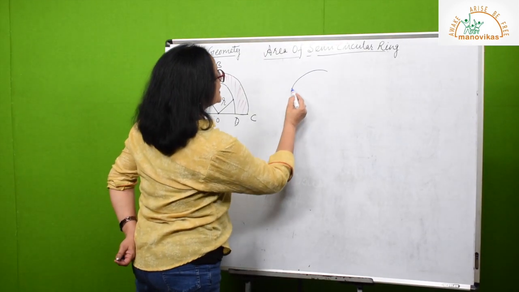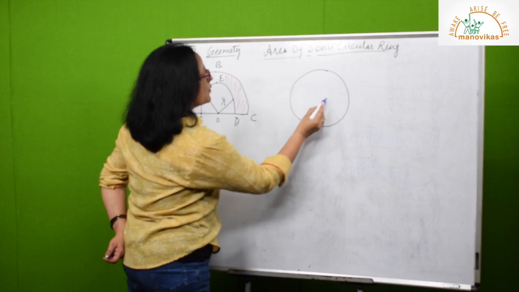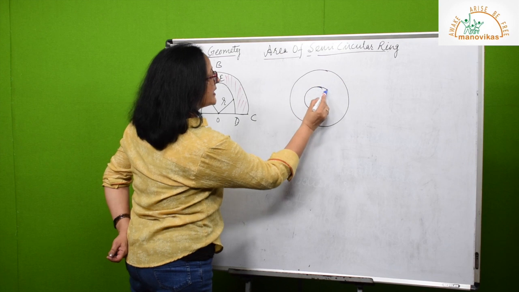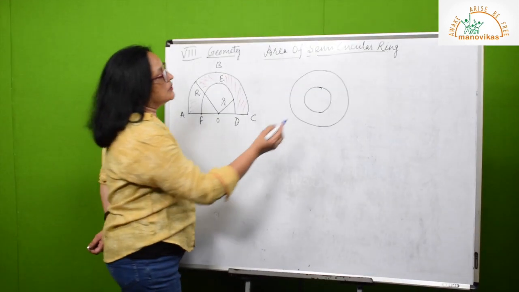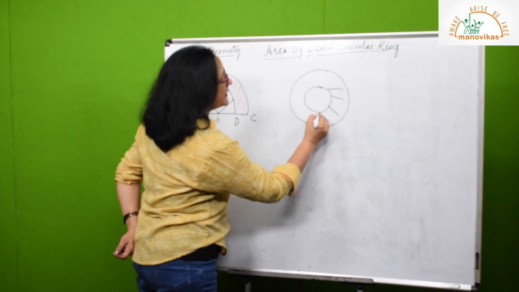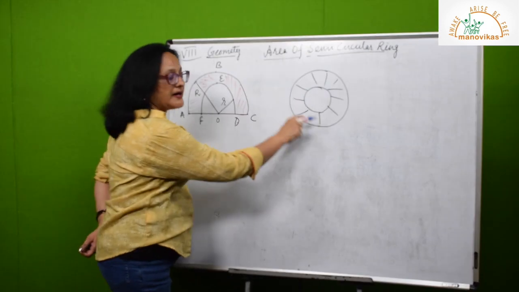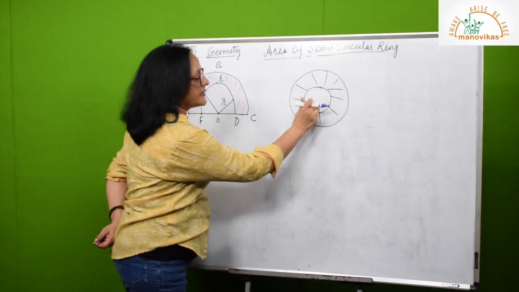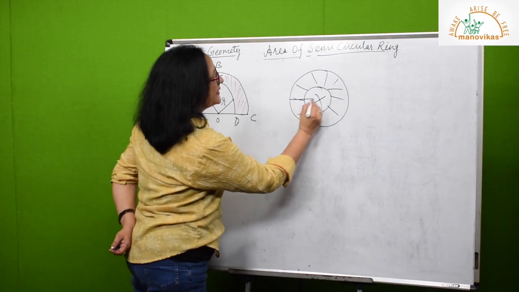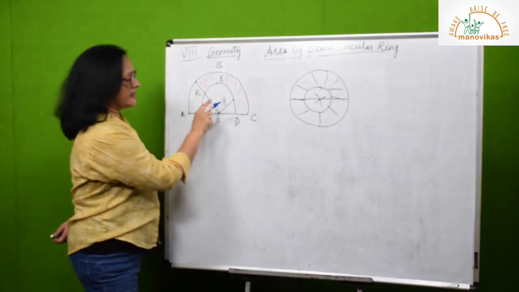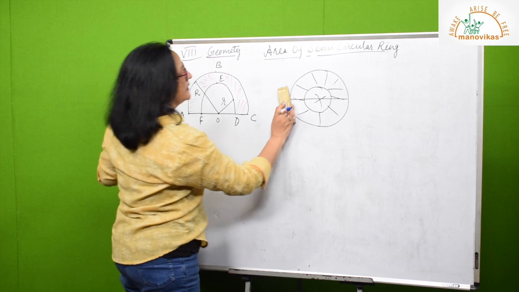Ring means there are two concentric circles. Concentric circles means one circle inside another one. These circles are called concentric circles. If we find the area of this part only, this part is called a ring. That means this part is hollow. So now we are going to find the area of such a semicircular ring that I have shown you here. I will tell you how to find the area.